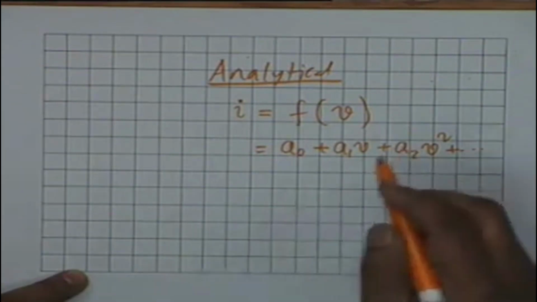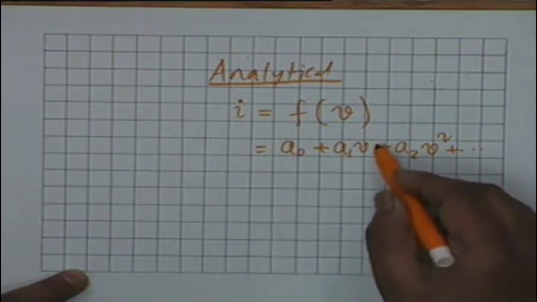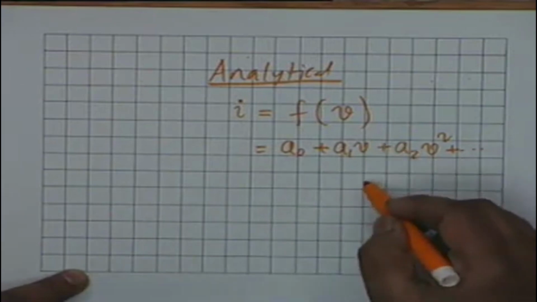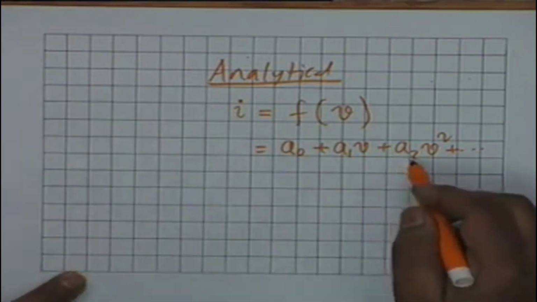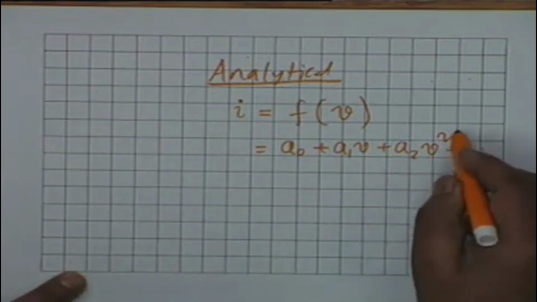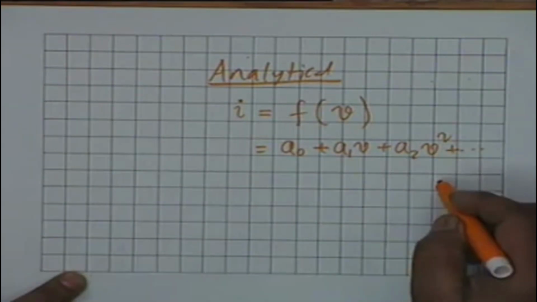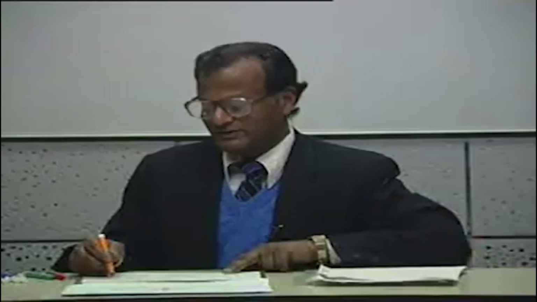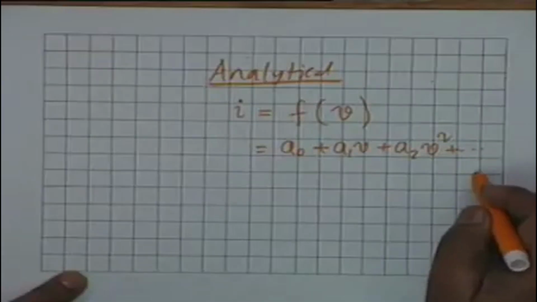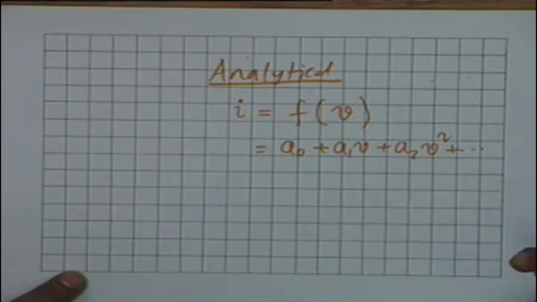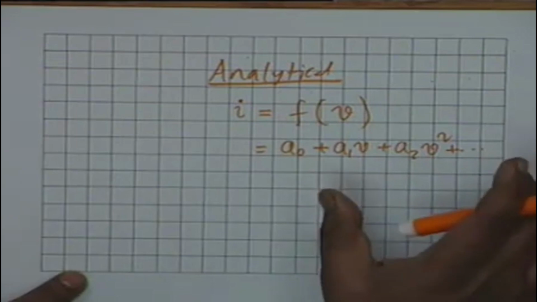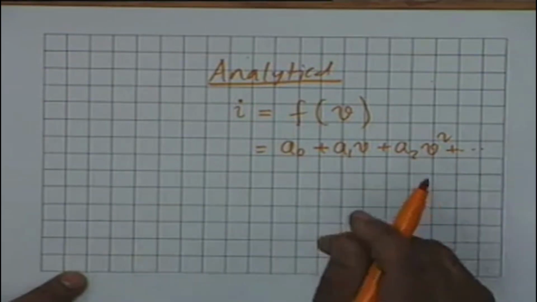If you stop at the second term, then obviously there is a linear approximation. If you stop at the third term, then it is a quadratic approximation. If you stop at the fourth term, cubic, and so on and so forth. So the more terms you accommodate, the better is the approximation.